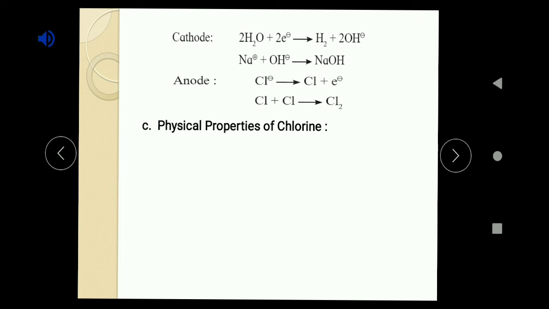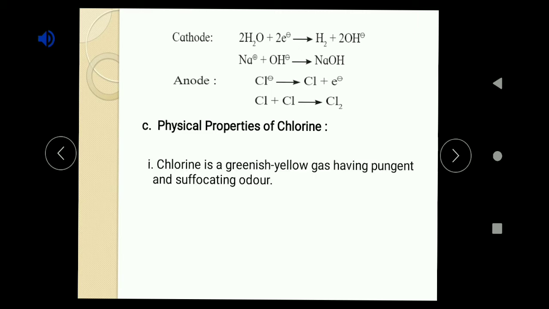So we learned about four methods, in which two are laboratory methods and two are large scale or industrial methods. Now we will see the physical properties of chlorine one by one. First, chlorine is a greenish yellow colored gas.